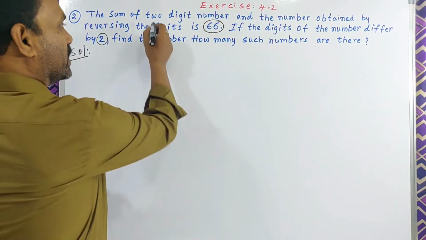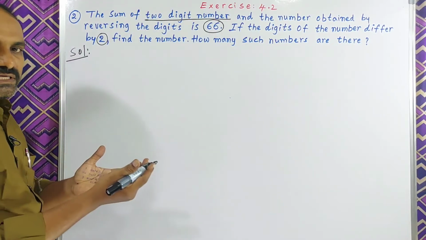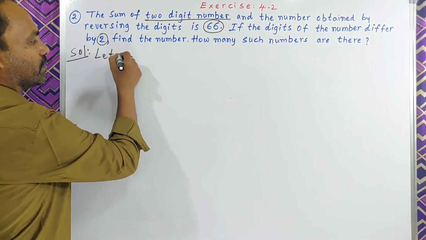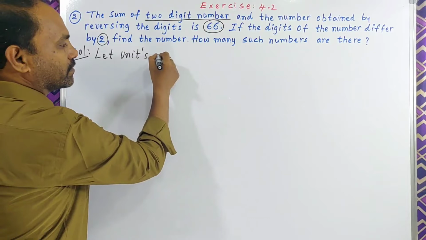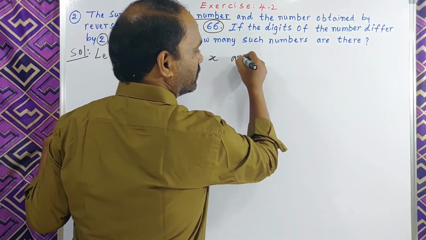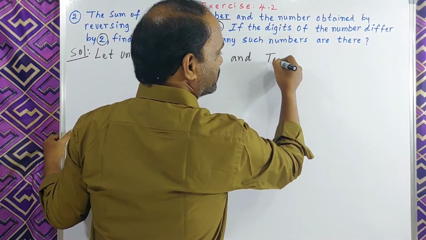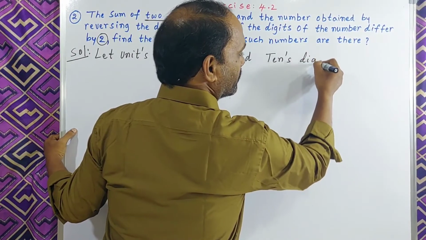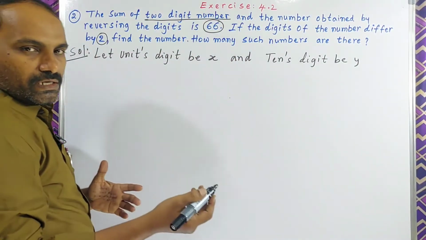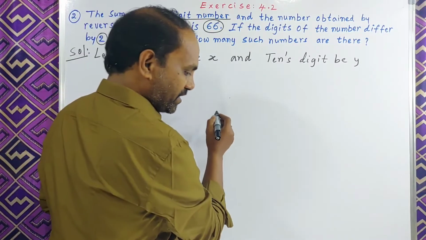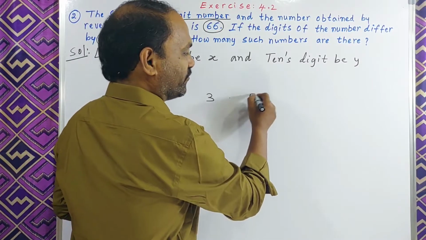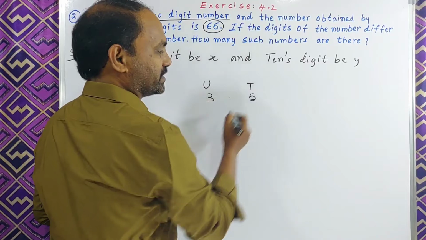It is a 2-digit number, that's why there is a units digit and a tens digit. You should take x and y. Let the units digit be x and the tens digit be y. Then what is the number? For example, the units digit is 3 and the tens digit is 5. This one is the units digit, this one is the tens digit.